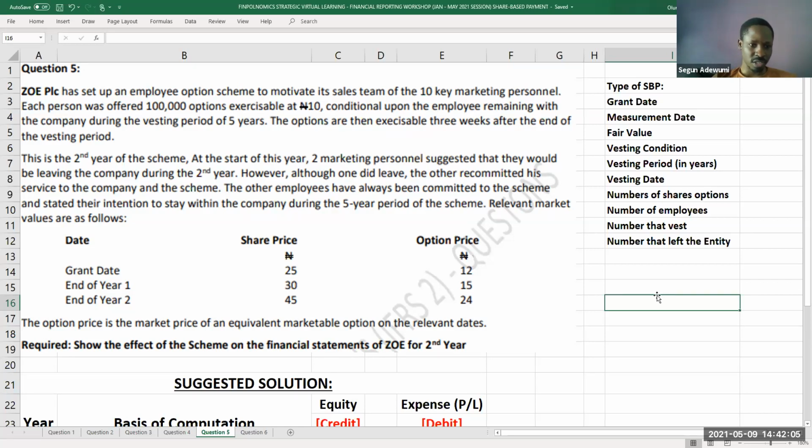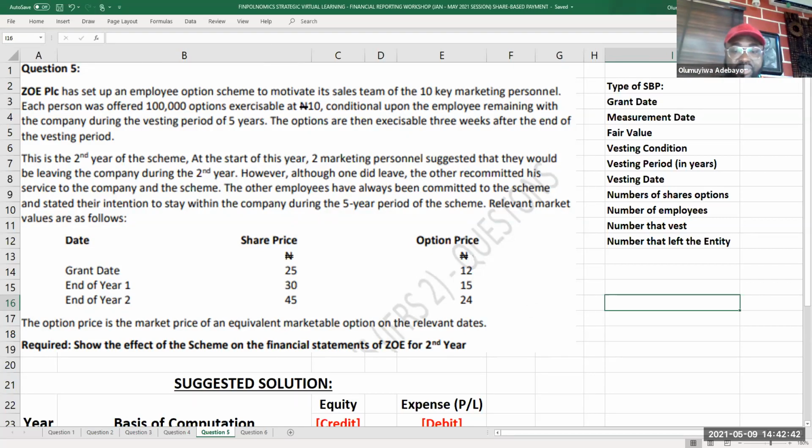Relevant market values are as follows. Grant dates, the share price was 25 naira and the option price was 12 naira. End of year one, share price was 30 naira, option price was 15 naira. End of year two, share price was 45 naira, option price was 24 naira. The option price is the market price of an equivalent marketable option on the relevant dates. Required, show the effect of the scheme on the financial statement of ZOE for second year.